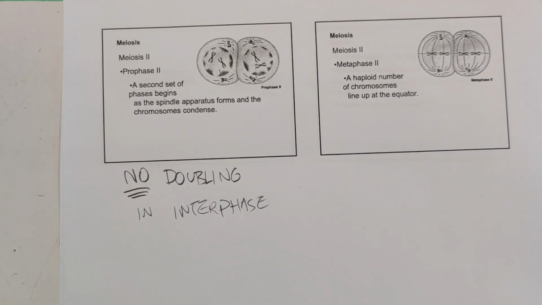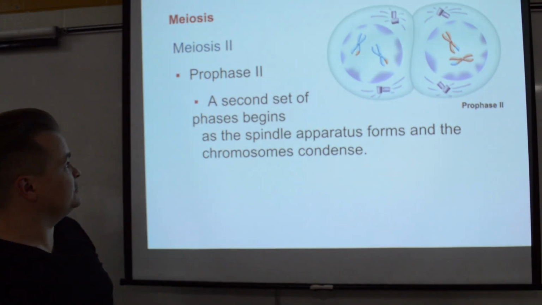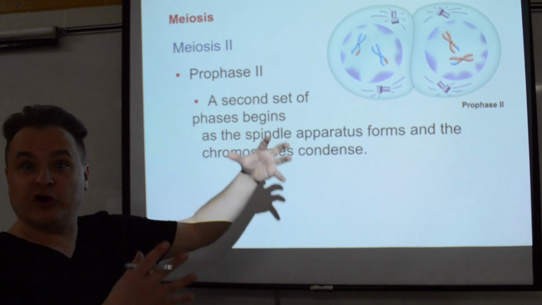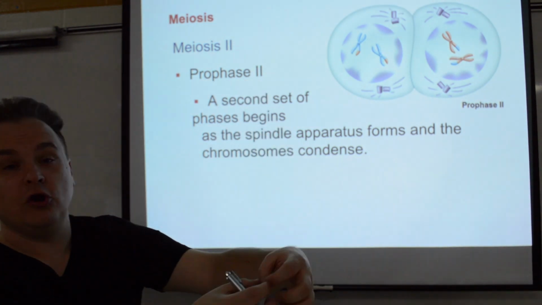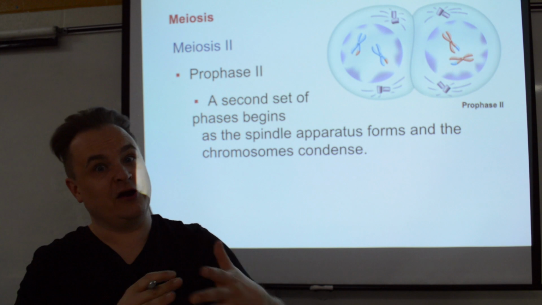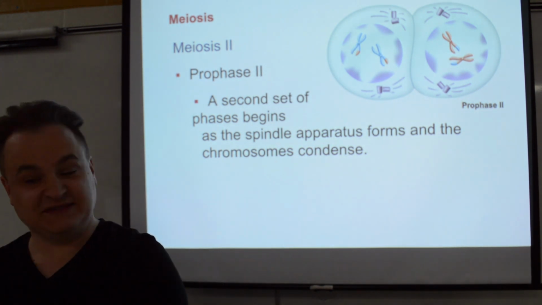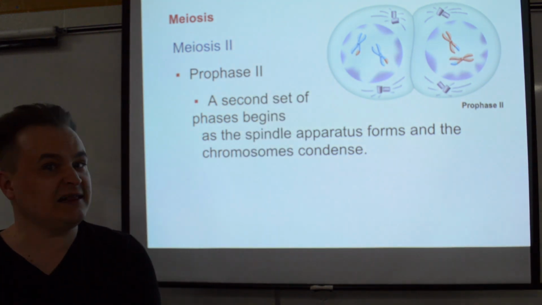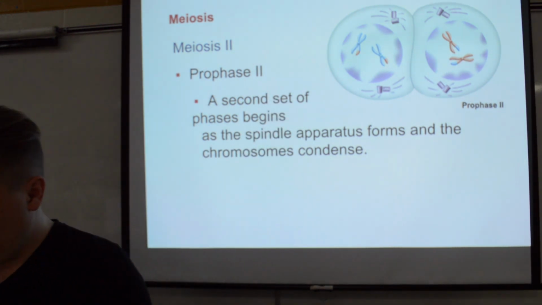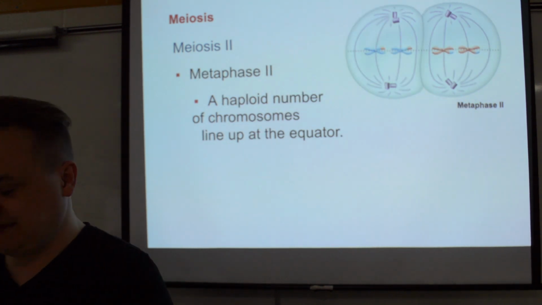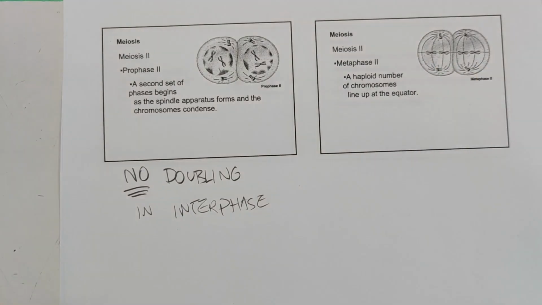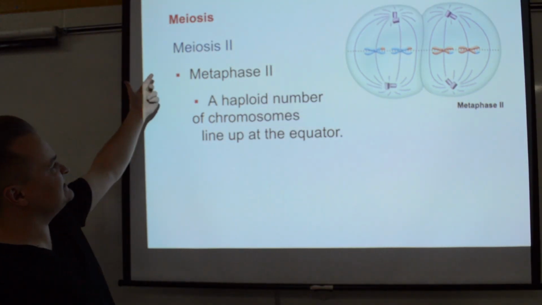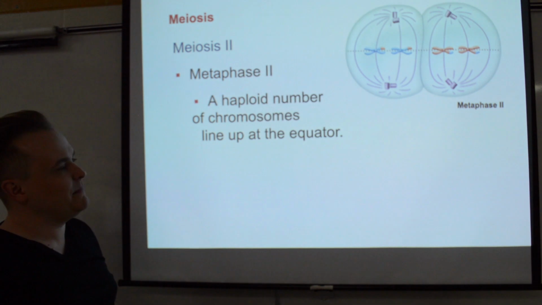So let's see what we're at here. In prophase 2, a second set of phases begin, the spindle apparatus forms, and guess what? They're going to grab them, bring them to the middle, rip them apart, and you're going to end up with 4 cells. Picked my apples today. So prophase, spindle fibers come out, they're prepping, getting ready, just like the previous prophase, remember? All right. Guess what happens in metaphase? Look at that. Middle phase. Meta means middle. So metaphase, a haploid number of chromosomes line up at the equator.